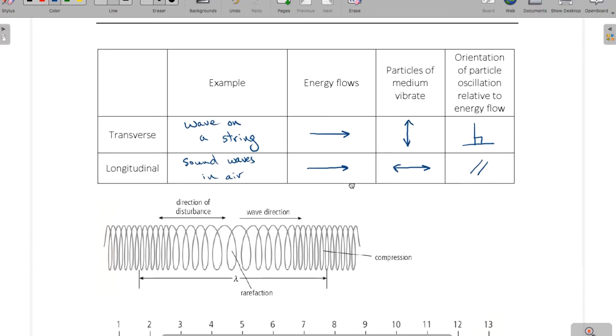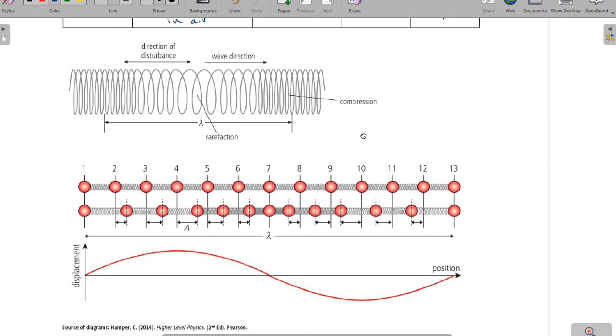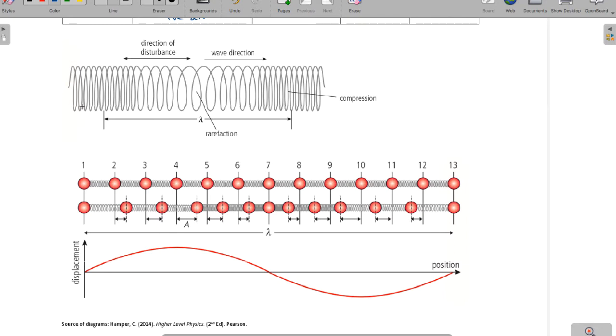And here is a diagram from Hamper Higher Level Physics, and the next one's from the same textbook. And we see an example of a slinky where you are pushing the slinky in from the right. So this is another example of a longitudinal wave. It's a way of getting a wave on a spring to be longitudinal. Of course, if you shook this up and down, you could get a transverse wave on this spring too.